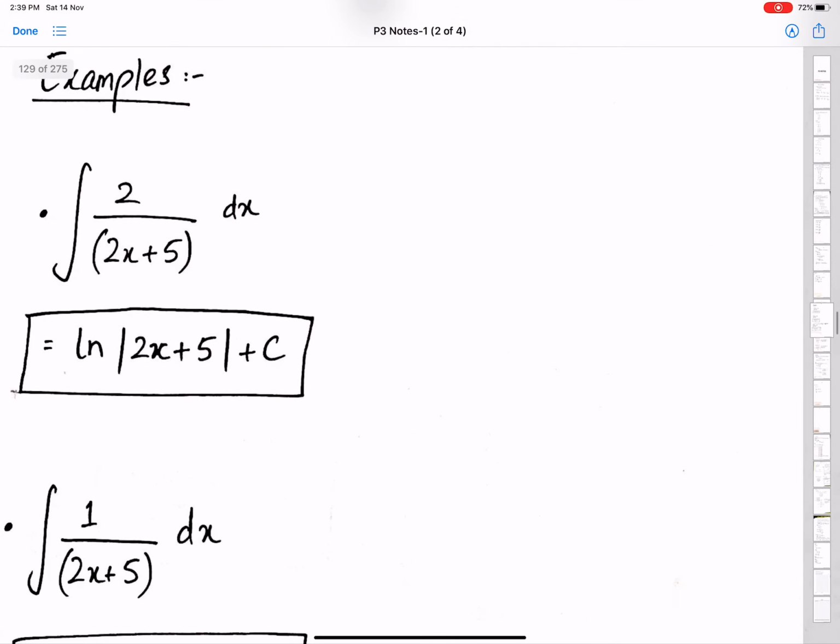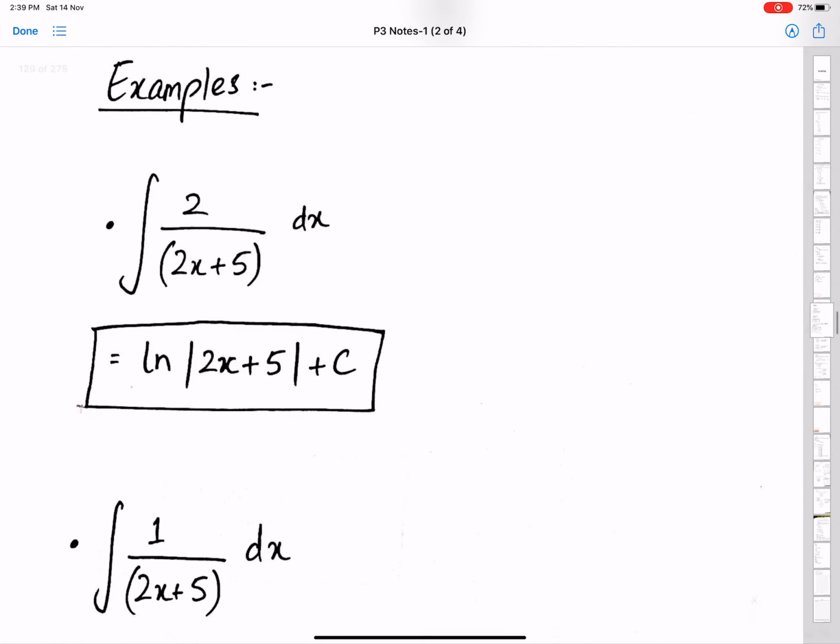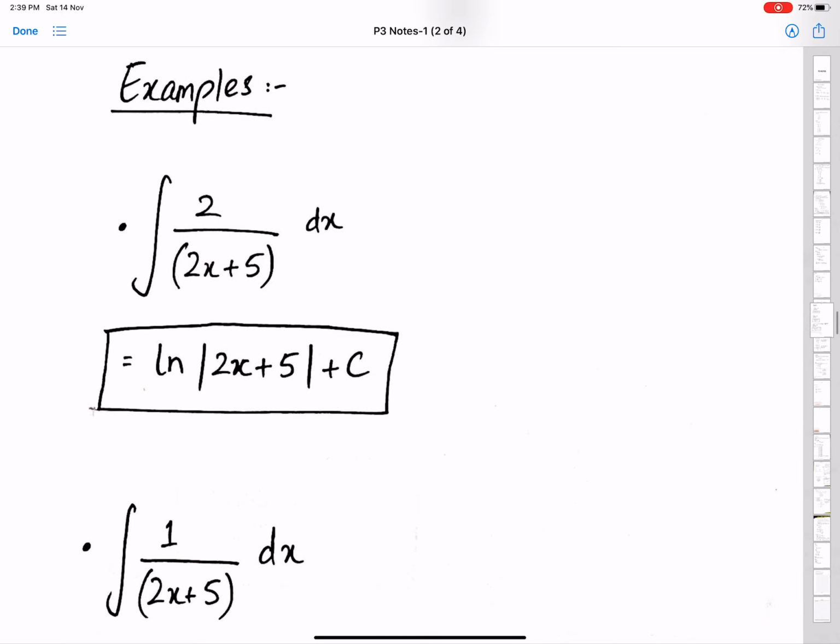Examples of this basic formula number 2. Let me start with this example. This is example number 1. The most important thing is this power. Since the power of the function is 1 and the function is in denominator, we have to use basic formula number 2. Now check the differential of this function mentally.